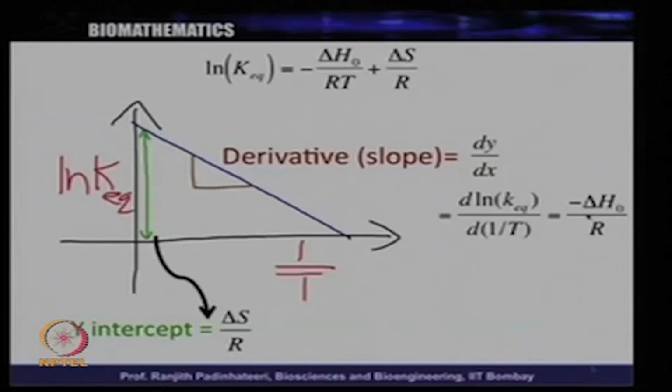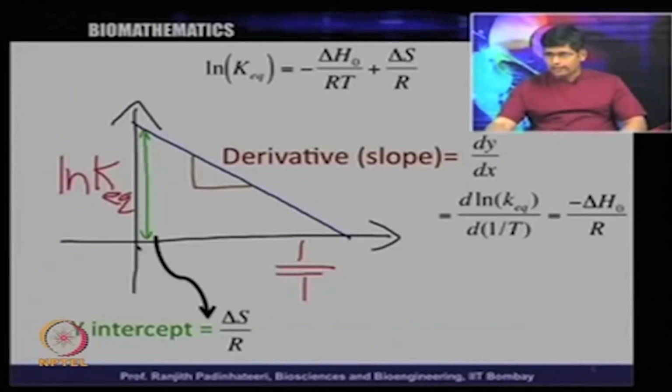And as you can see here, the y intercept, that is the value of y for the x axis value when 1 over T is 0, is basically delta S by R. So, that will give you some idea of entropy also. Since this is a straight line, you can extend it up to the value where 1 over T is 0, and at that point you will get the entropy delta S by R.